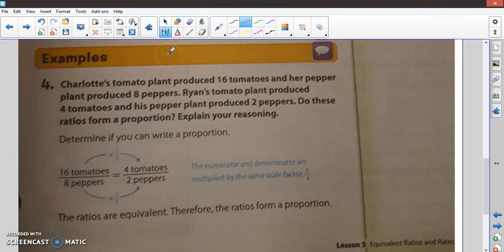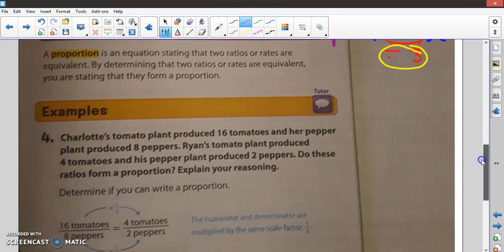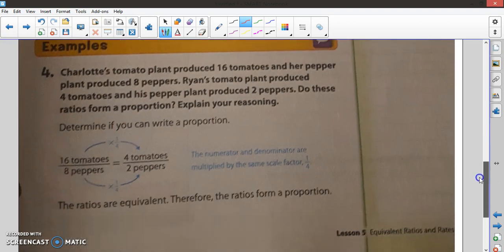Okay, so this is a continuation. So we're left off here. Remember we were talking about what a proportion is. It's two equal ratios. So we're going to check if these two are equal.